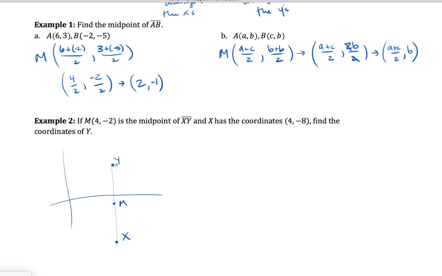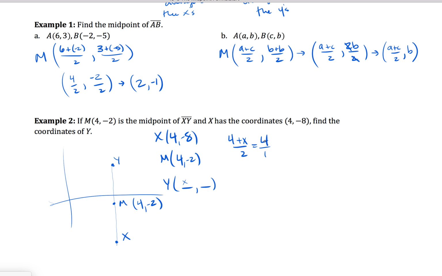How are we going to figure out what this coordinate is? Well, I know that for the midpoint (4, -2), the 4 comes from adding the two x's together and dividing by 2. So X is at (4, -8), the midpoint is at (4, -2), and Y is at something, comma, something. So 4 plus what x, divided by 2, would give me 4. 4 plus x divided by 2 needs to give me 4, where this x is the mystery number right here.